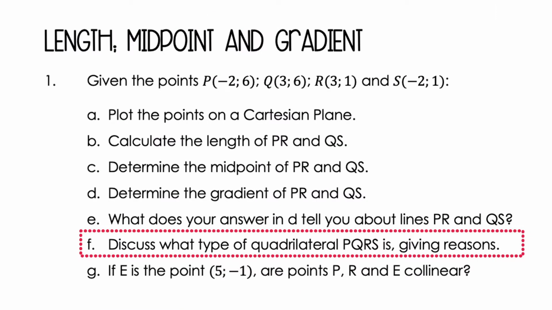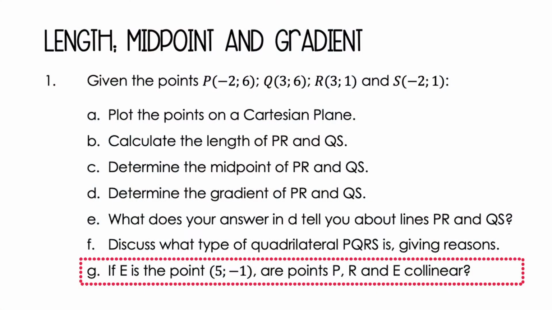The next question says, discuss what type of quadrilateral PQRS is, giving reasons. Well, what we've worked with so far are the diagonals, and these diagonals are equal to each other. These diagonals are perpendicular to each other, as in they intersect at 90 degrees, which tells me that I'm working with a square. If E is the point 5, negative 1, are the points P, R and E collinear?